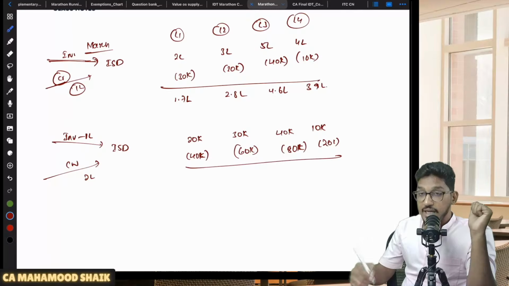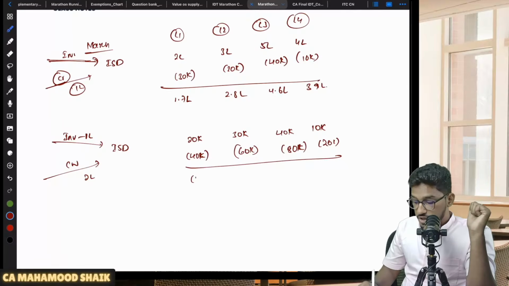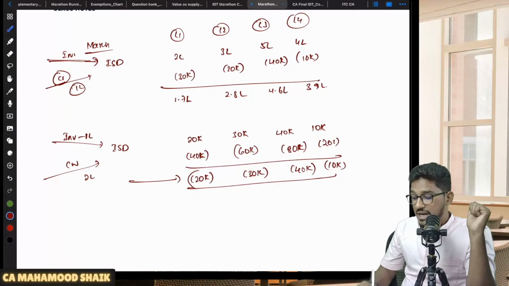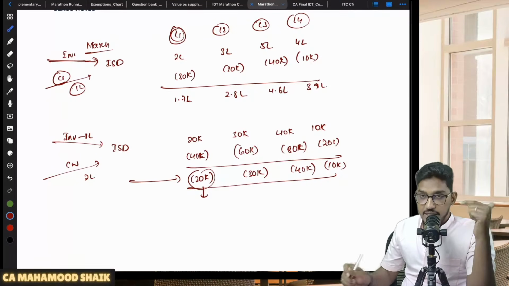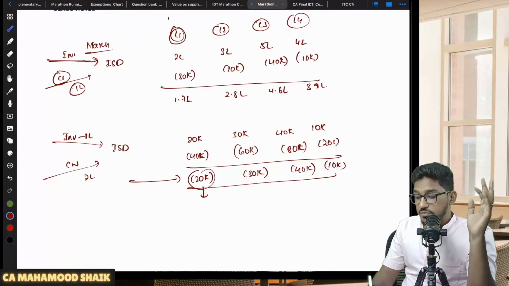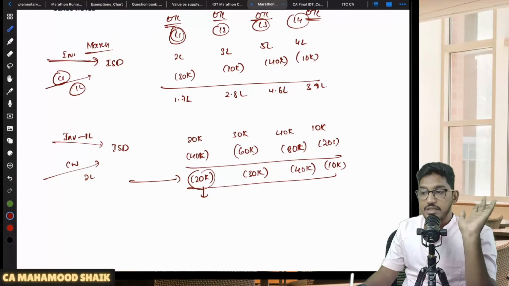So now net negative amount is getting transferred. How much? 20 negative, 30 negative, 40 negative, 10 negative. Now these negative figures in the input service distributor, they will be added to output tax liability of the recipients. So in case if the amount in the credit note is more than the invoices, that negative amount will be added to the output tax liability of these recipients.